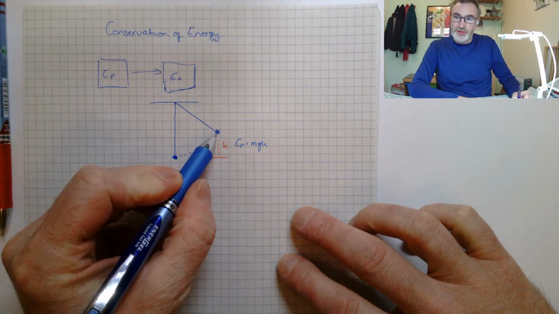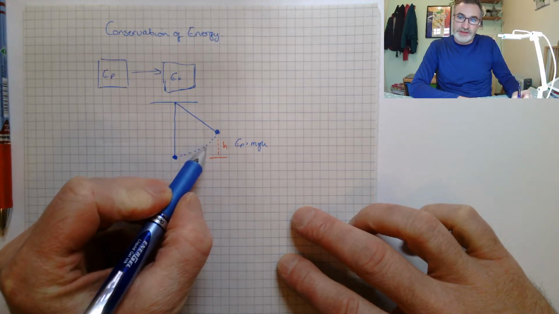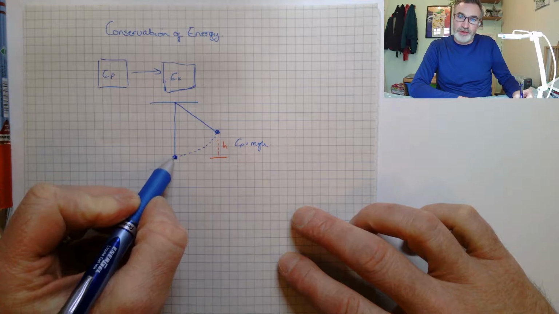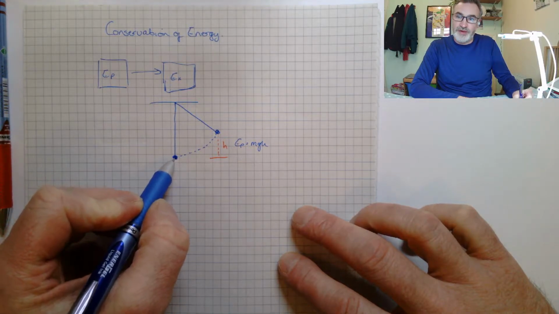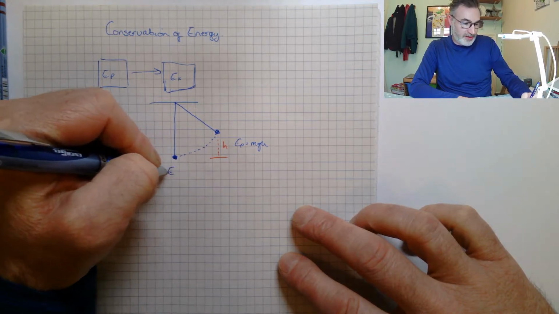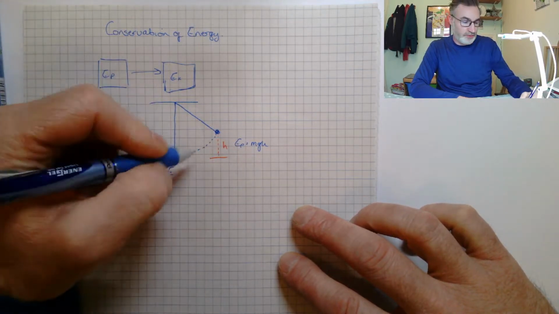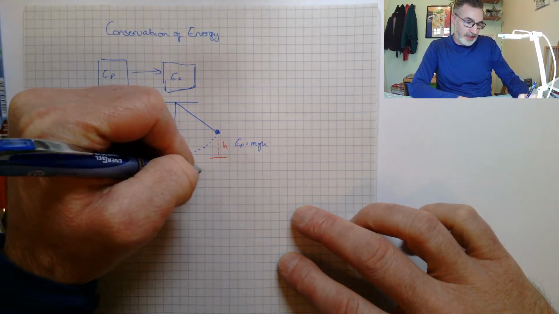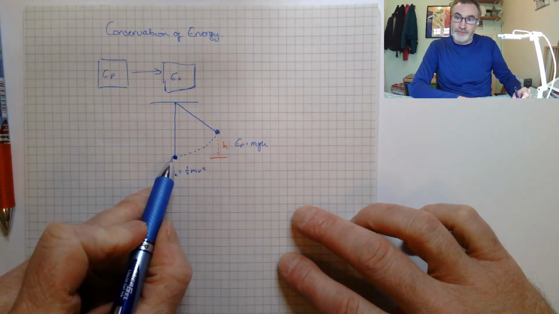So if we release this pendulum, it's going to accelerate downwards, i.e. the velocity is going to increase. And it'll get to a maximum point here, so the velocity of the pendulum bob is going to be at a maximum point here. And what will have happened is that all of the potential energy here will have converted itself into kinetic energy at the bottom.